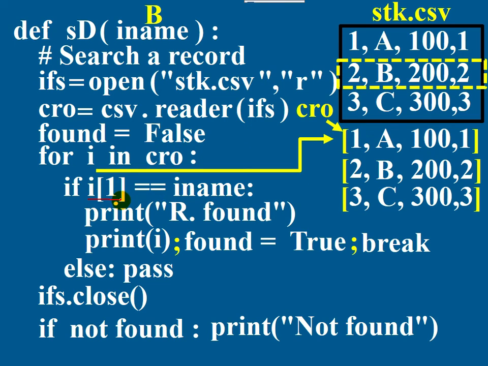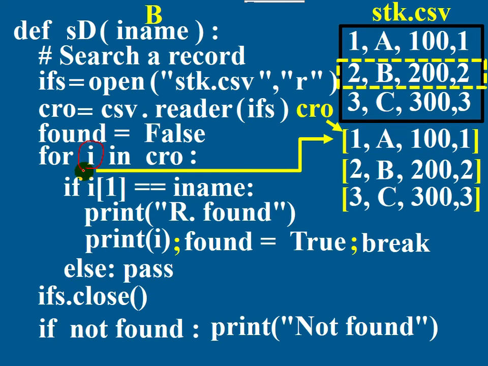So what is i[1]? This is i[0]. This is i[1]. So your i[1] is A. A equal to B. Condition wrong. So control comes to else part. Nothing to be done. So the first row does not contain the name to be searched. Okay, so control came to else part, nothing to be done.